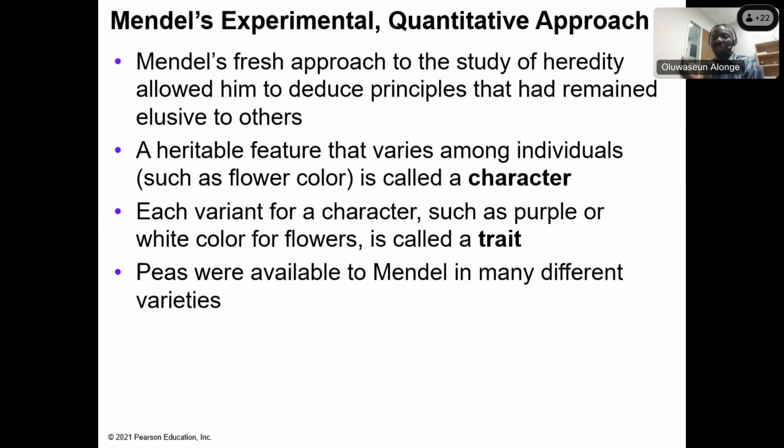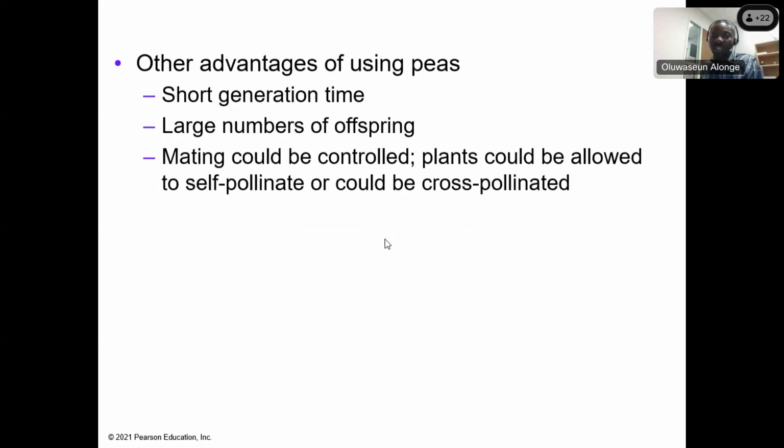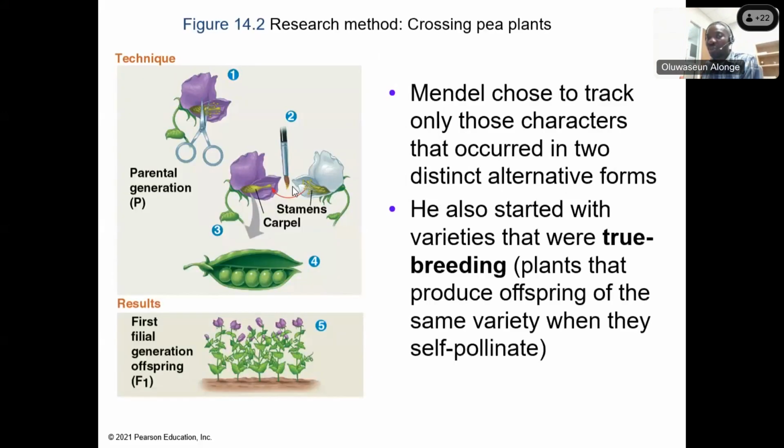So peas were available to Mendel in many different varieties. Other advantages are that they have a short generation time, like I said earlier, a large number of offspring, and mating could be controlled. Plants could be allowed to self-pollinate or they could cross-pollinate. Mendel chose to track characters that occur in two distinct alternative forms, meaning they can have two traits, like purple flowers and white flowers.